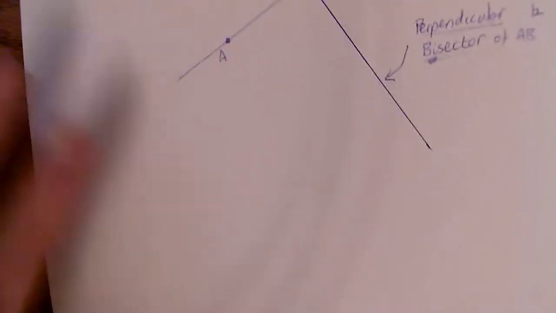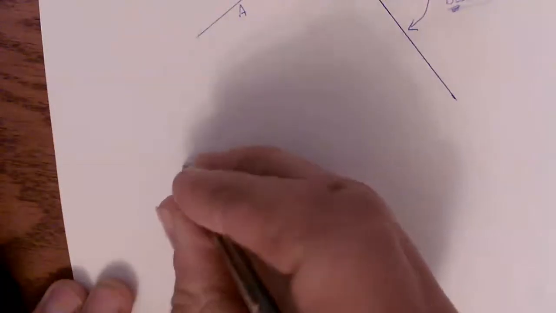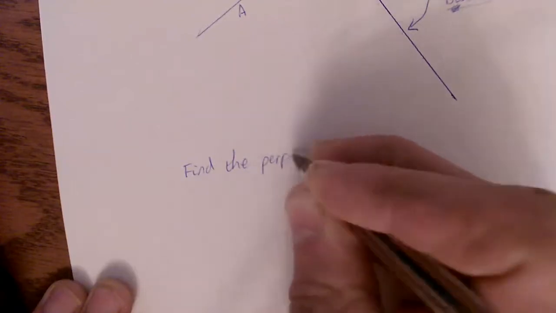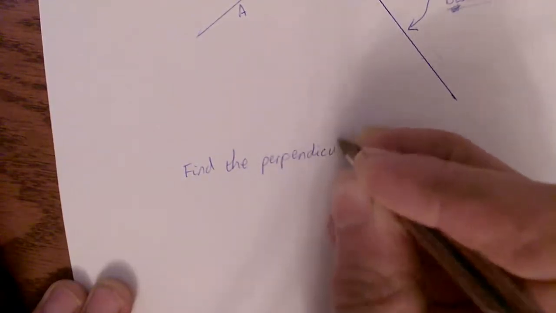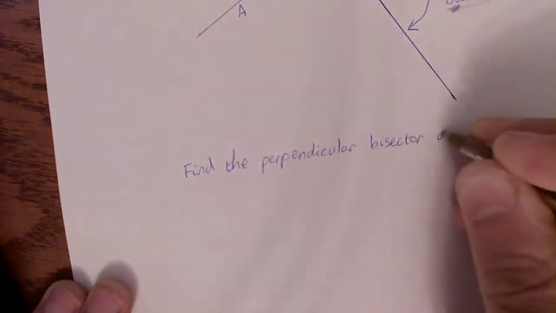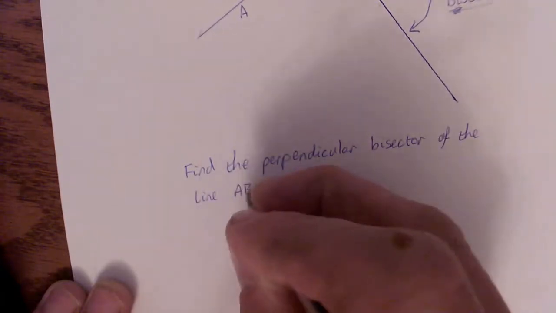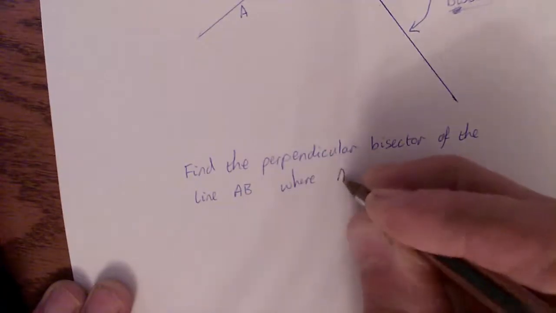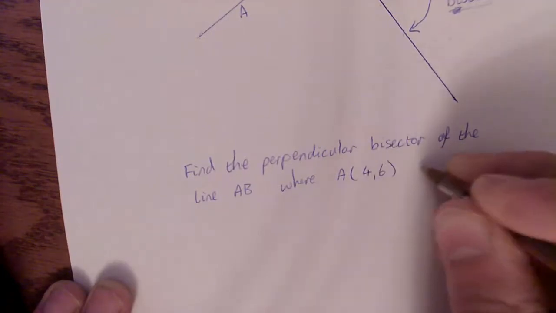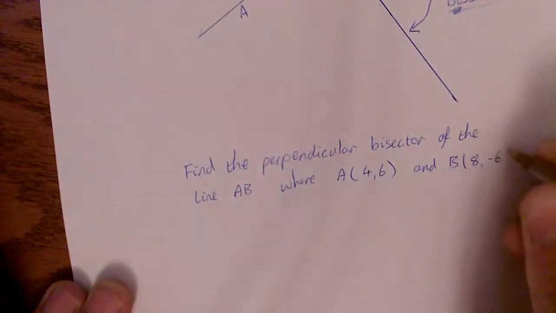I'm actually going to do two examples, a slightly easier one, well, numbers are slightly easier in it, and a slightly harder one. So find the perpendicular bisector of the line AB, where A is the point (4, 6), and B is the point (8, -6).